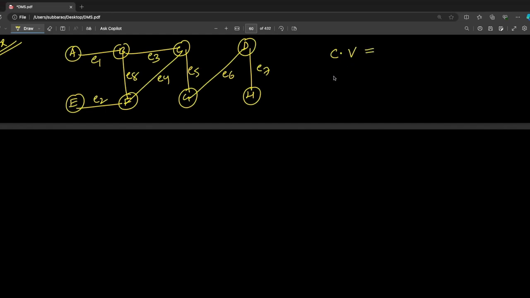Who are the cut vertices identified? Who are the cut edges identified? Next, what is the edge connectivity number? What is the vertex connectivity number? Those people who have a doubt, you can rectify it here. You can clarify now. Can you please go ahead?